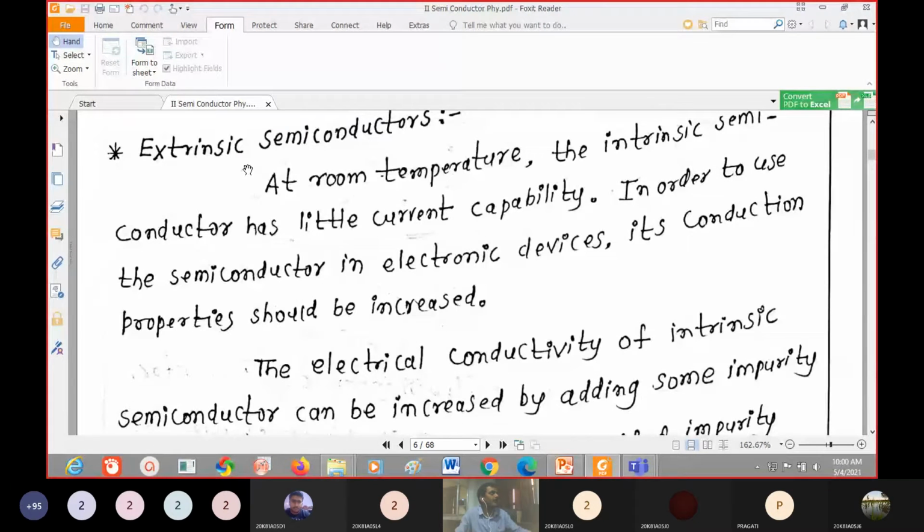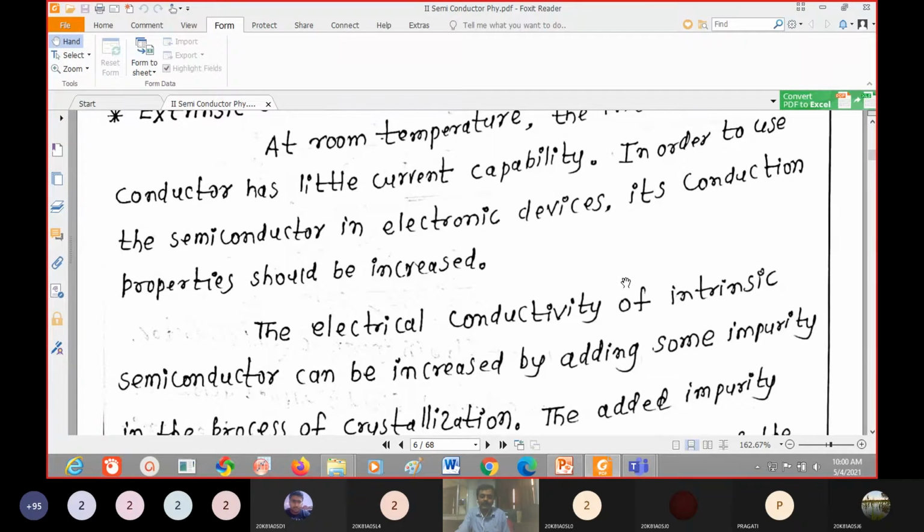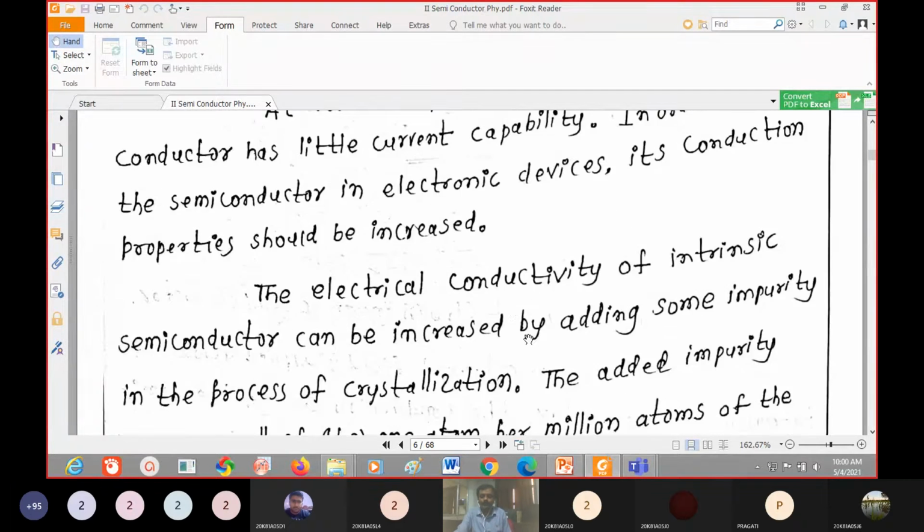What happens if you dope any material into an extrinsic semiconductor? Its conductivity will change. Based on that property, we are doping some material. If you want high conducting properties, we need high conductivity at room temperature. That's why, for increasing the conductivity of a material, we are doping it with some other material.